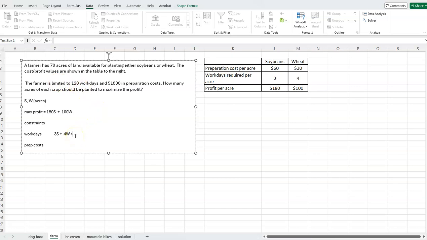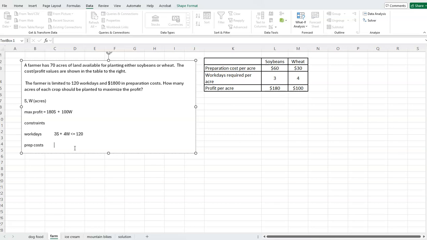So that means we have to stay within 120. That would be represented by less than or equal to 120. Very important thing if you're a beginner, and hey, you probably are, or you wouldn't be watching this, make sure that the 3, the 4, and the 120 are all talking about work days. You don't want to get any numbers associated with prep costs in this statement. The numbers associated with prep costs will go in this next statement.